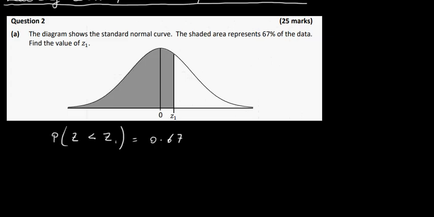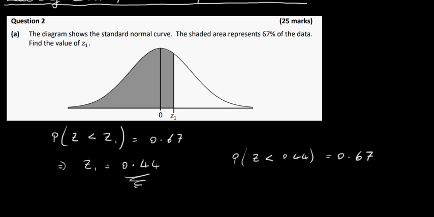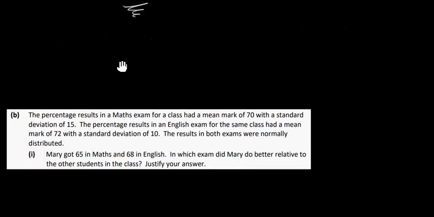So in other words, we can just say here that Z1 here is just equal to 0.44. And that's it really, that's our Z1 value. In other words, we could say the probability of Z being less than 0.44 is going to be equal to 0.67. So this is our answer here. Okay, let's have a look at part B.